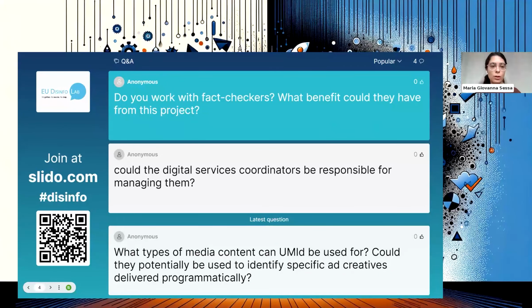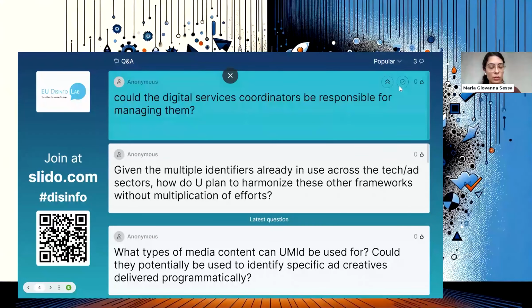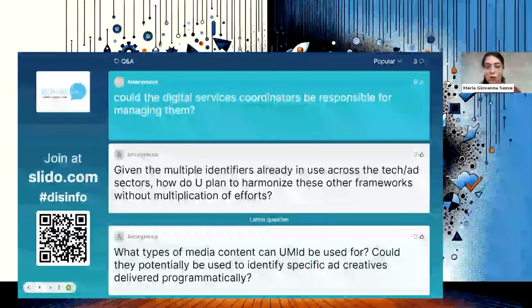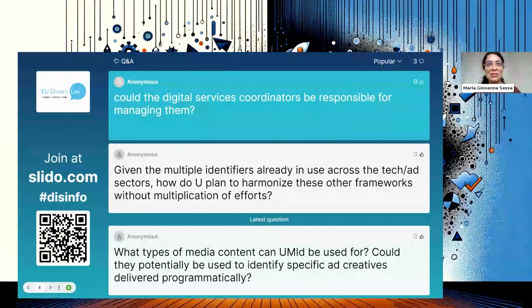Great point. Also, I believe this fits the track of access to data, which is something that the Defender community is more and more interested in. The next question is, could the digital services coordinators be responsible for managing the unique media identifiers, I assume? And let me take a second of shameless self-promotion to remind you that last week we had a webinar exactly about digital services coordinators, so make sure to watch it in case you missed it. But please.